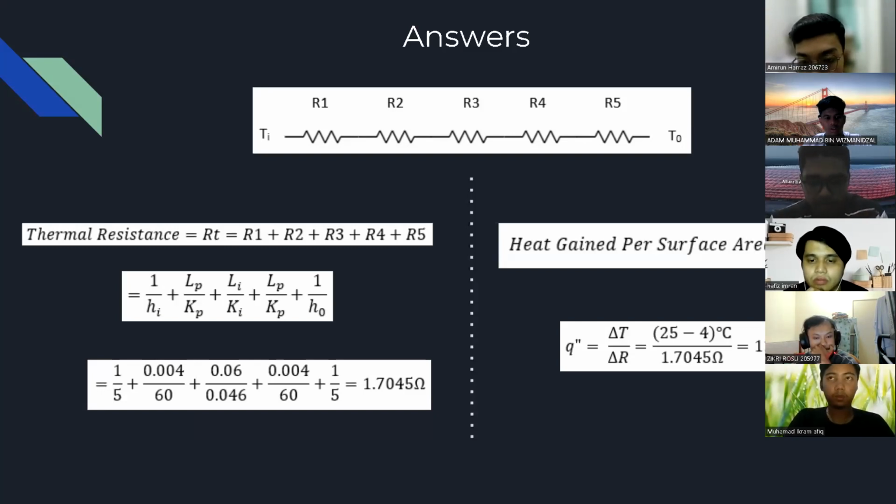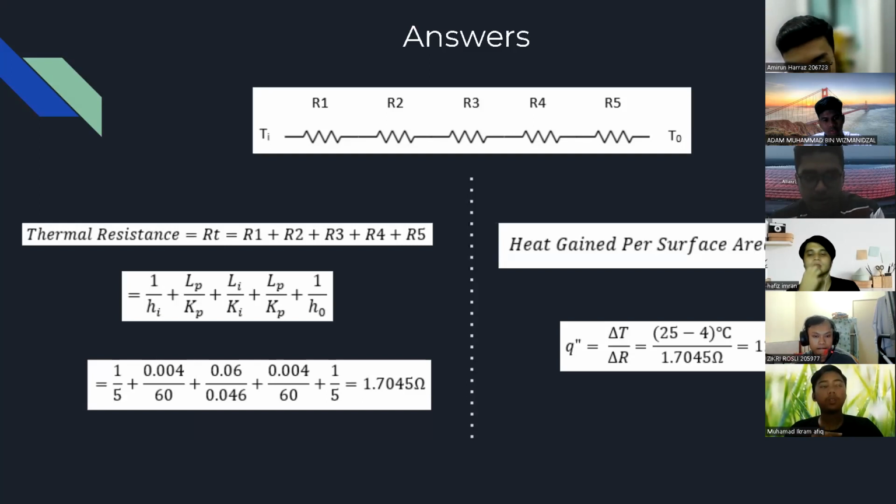So after we constructed the thermal circuit, from left is the inside of the refrigerator, and on the right is the ambient outside of the refrigerator. So the thermal resistance is equal to RT, is equal to R1 until R5 of addition. And because R is like a resistance, it's actually 1 over R to calculate the total resistance.